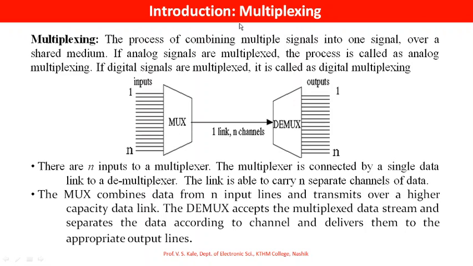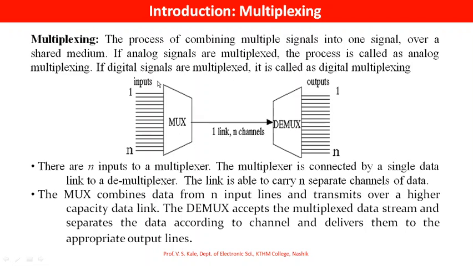First see the introduction to multiplexing. What is meant by multiplexing? It is the process of combining multiple signals into one signal over a shared medium. The medium is shared. Multiple signals are sent from transmitter to receiver. If analog signals are multiplexed, meaning inputs are analog signals, the process is called analog multiplexing. If digital signals are multiplexed, it is called digital multiplexing.